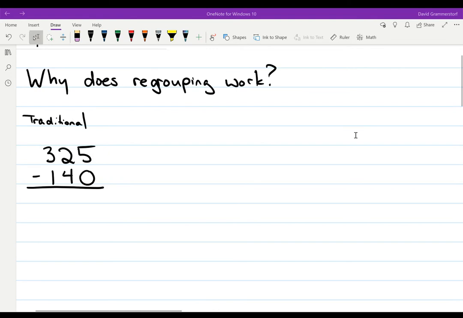Hello, boys and girls. Today, I'd like to talk about why regrouping works when we're doing subtraction.